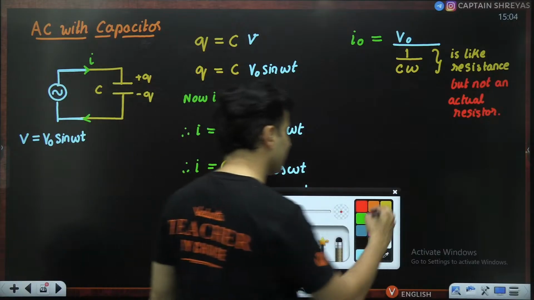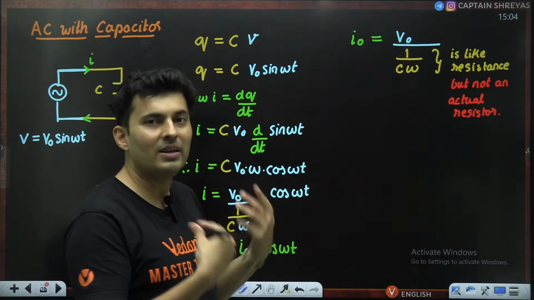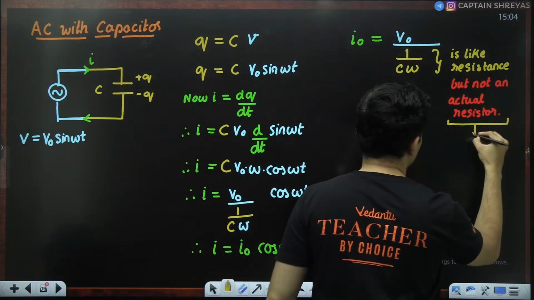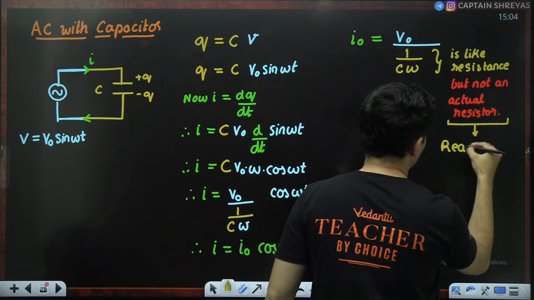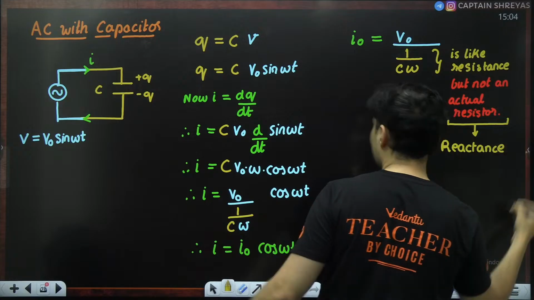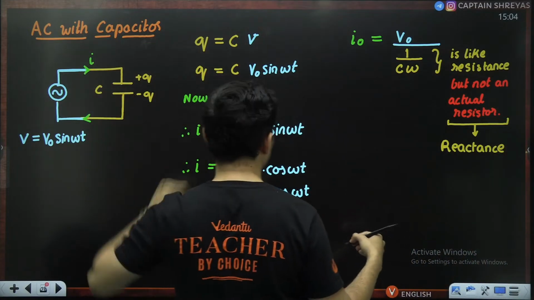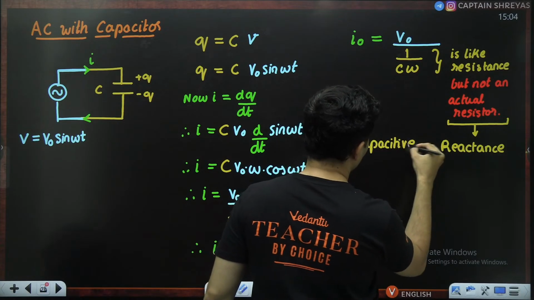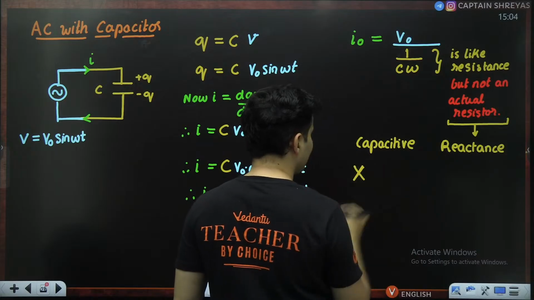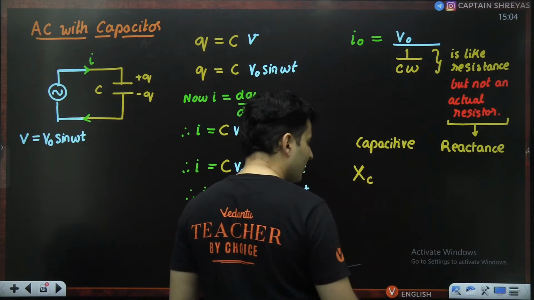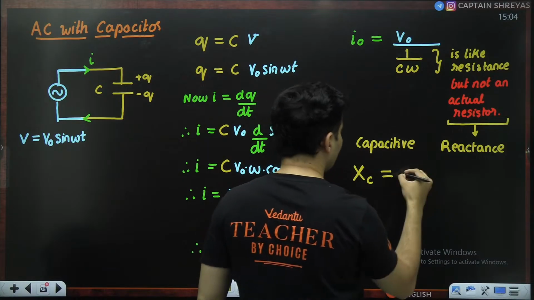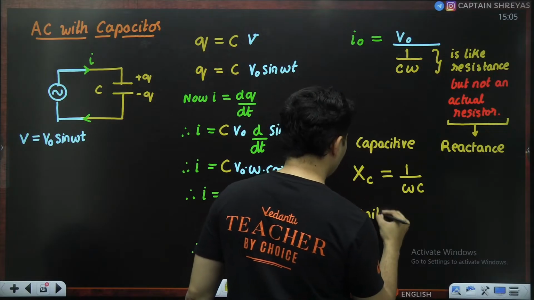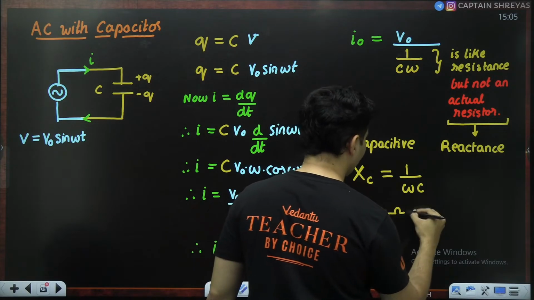So we cannot call it resistance, but it is behaving like a resistance. So we introduce a new term and we call it reactance. And who is behaving like the resistor? Capacitor. So we call it the capacitive reactance. The symbol for reactance is X. Since it is capacitive, put C in the subscript. XC is nothing but 1 by omega C. The unit is still going to be ohm.